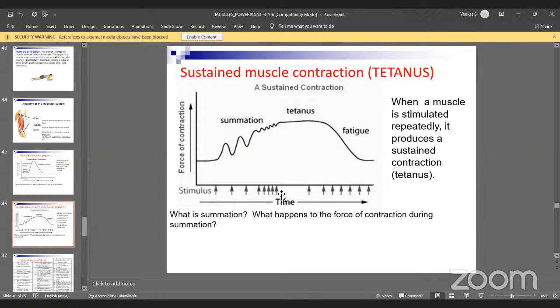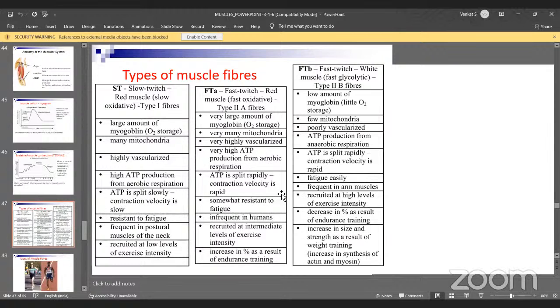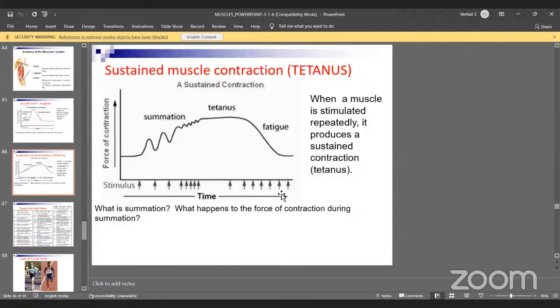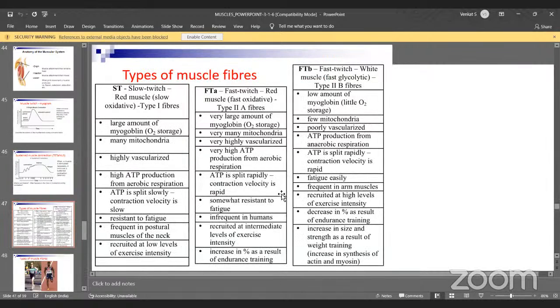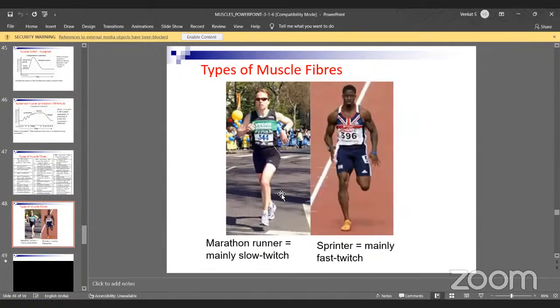When your muscle is stimulated repeatedly, it produces a sustained contraction, which is tetanus. What is summation? What happens to the force of contraction during summation? That is the difference between tetanus and summation. The types of muscle fibers: slow twitch red muscle fibers, and there are three types. For example, a marathon runner has mainly slow twitch fibers and a sprinter mainly fast twitch fibers.